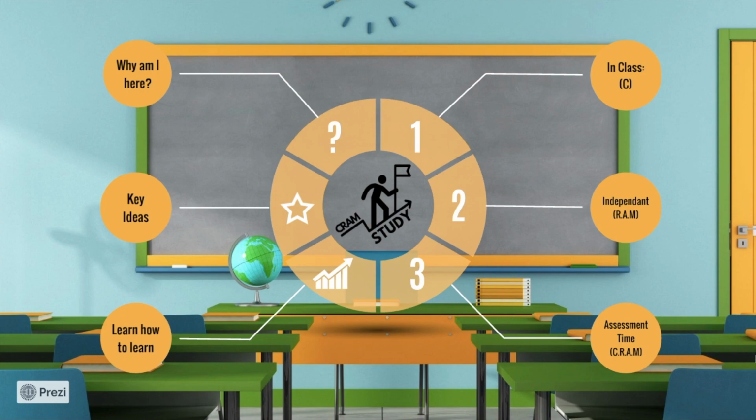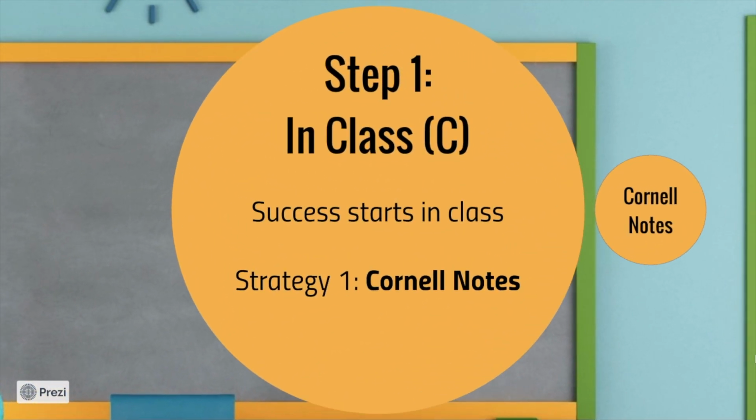This has a couple of different components. We have an in-class and independent revision, and then we have an assessment. Conveniently, the acronym still stands, CRAM, CRAM. So we're going to start with in-class, because success starts in the classroom.